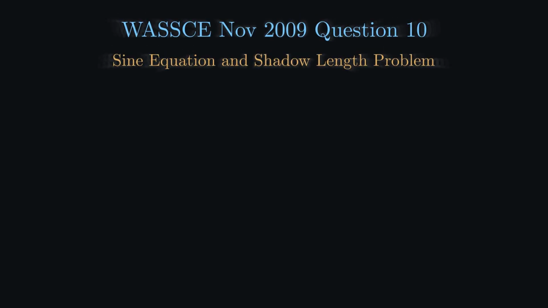Today, we are solving WASSCE November 2009 question 10. This question has two parts. Part A is a sine equation, and Part B is an application of trigonometry involving the shadow of a pole.